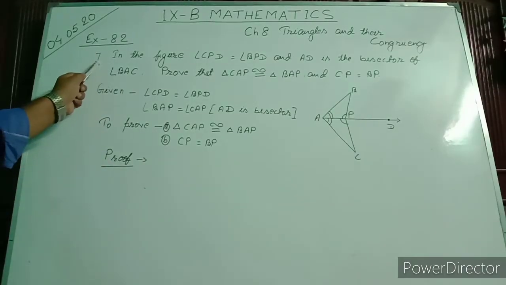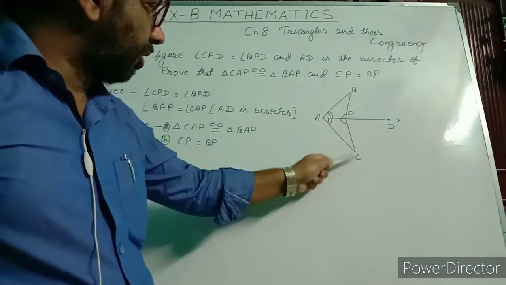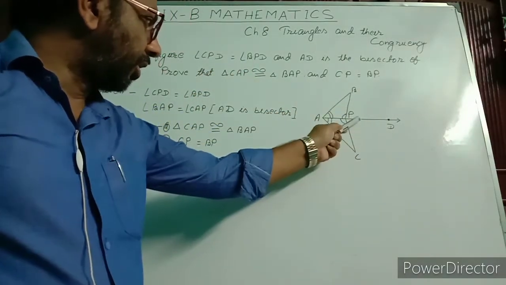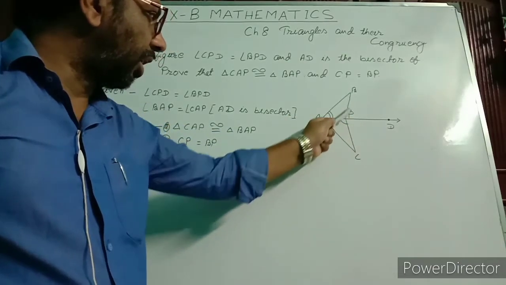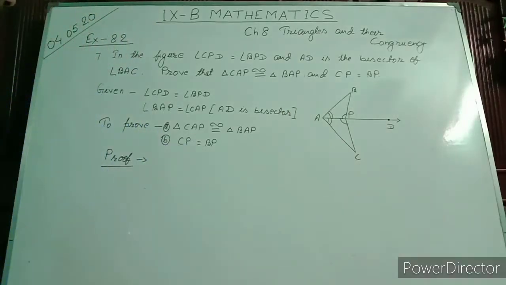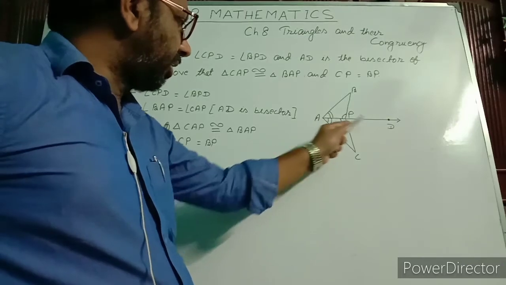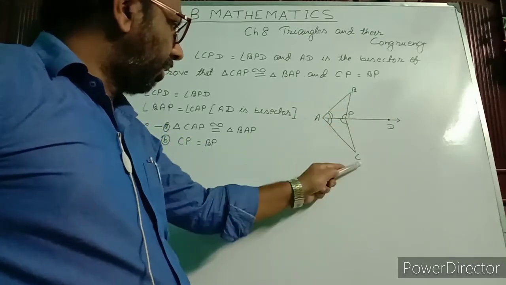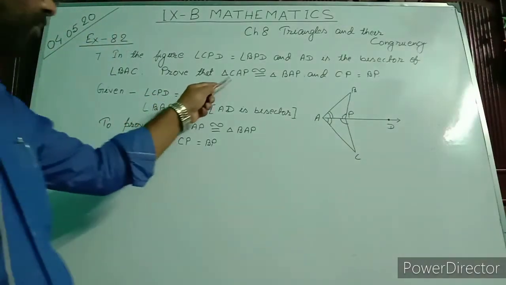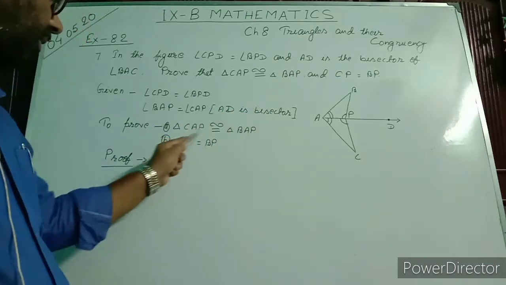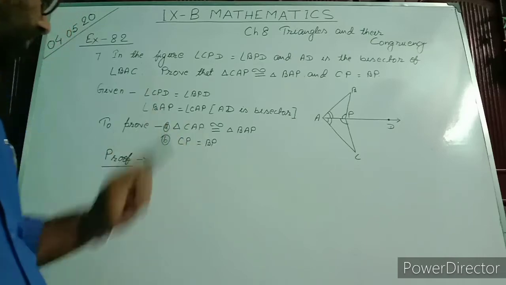In question number 7, in the figure, angle CPD equals angle BPD, these two angles are equal, and AD is the bisector of angle BAC. This is angle BAC and AD is the bisector. So angle BAP will also be equal to angle CAP. These two pieces of information are given, and we are asked to prove triangle CAP is congruent to triangle BAP, and one more proof is there, CP equals BP.